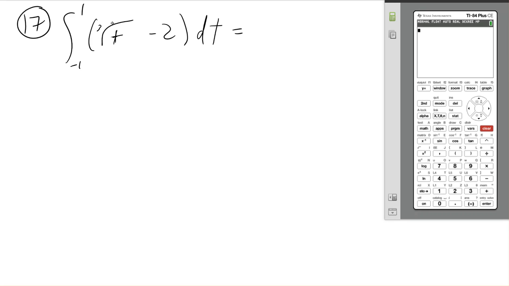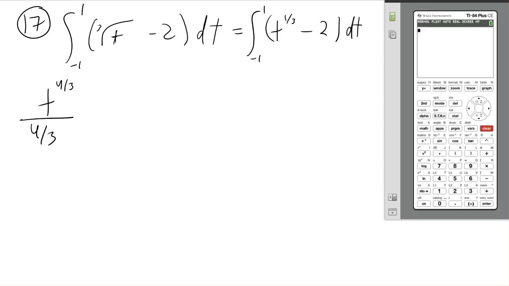Before I do any calculus, I would really prefer to rewrite this as t to the 1/3. Okay, and then I would undo the power rule here, which would mean let's raise the power by 1 and divide by the new power. But dividing by 4/3 is the same thing as multiplying by 3/4.